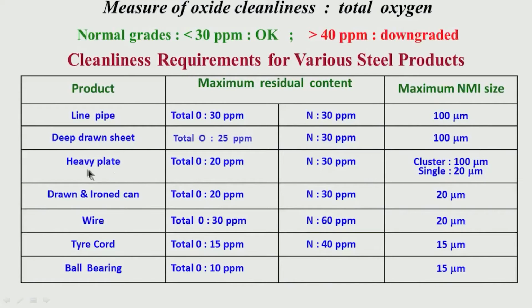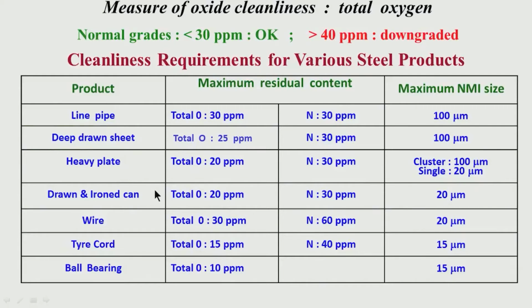Now, let us go to heavy plate. Heavy plate is important in the process industries, in bridges, in different other applications. Here you see what is the oxygen requirement. This is more stringent, 20 ppm only, nitrogen 30 ppm. The cluster of inclusions is important here, 100 micron, but single inclusion it is only 20 micron. So, that means here the stringent requirements are there for heavy plates.